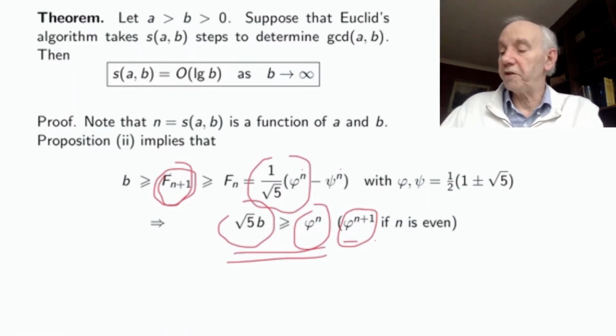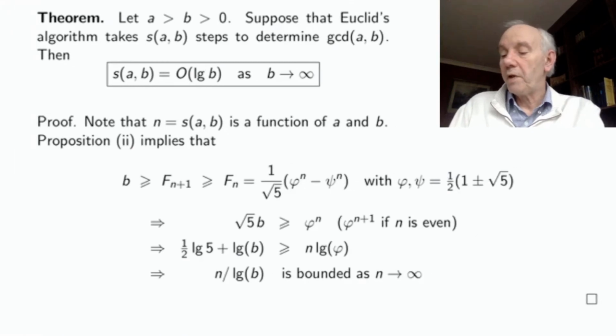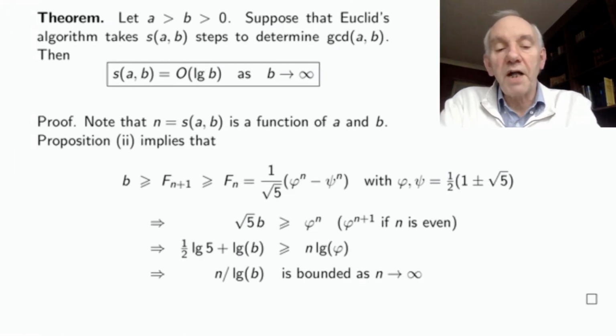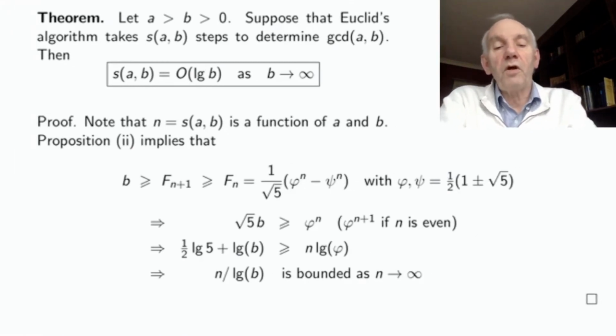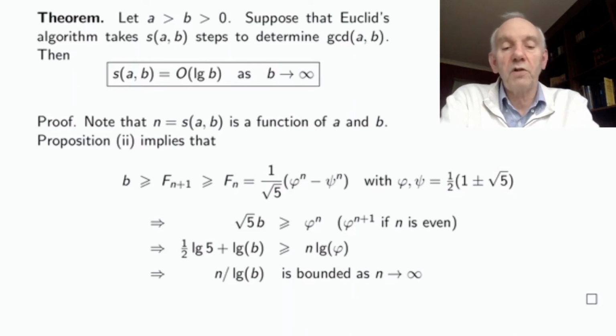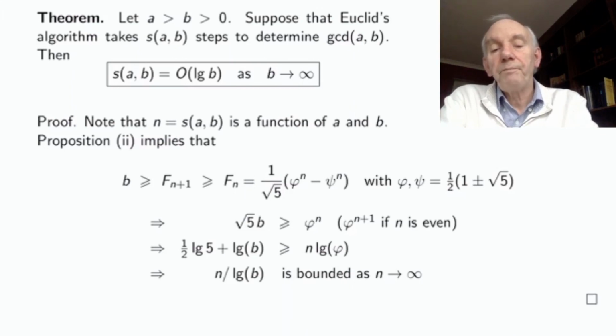Okay, now I've almost finished. Now I take logs of both sides. Log of a product is the sum of the logs. So log of root 5 is a half log of 5. It doesn't really matter, it's just a constant. Plus log of b is greater than or equal to, when you take log of an exponent, the exponent comes down, so it's greater than or equal to n times log phi. Log phi is another constant.